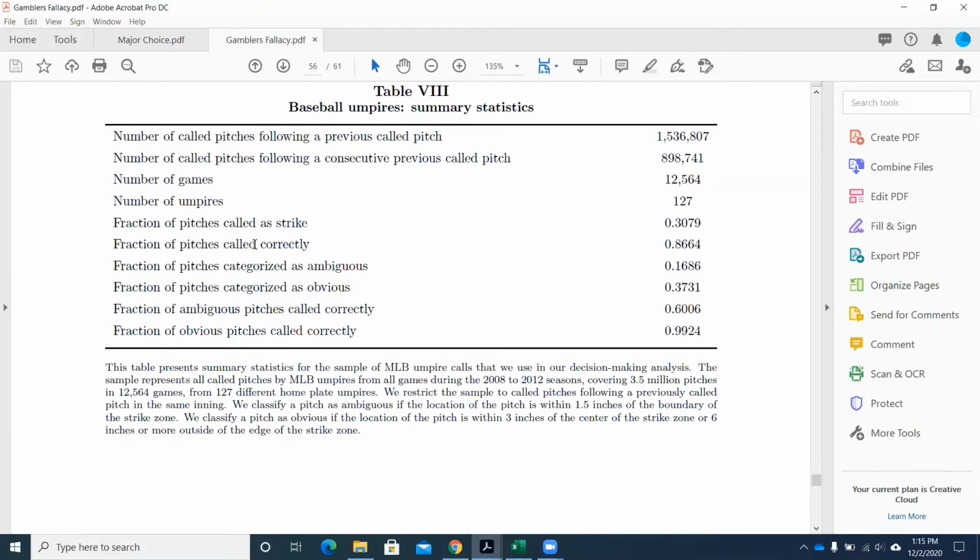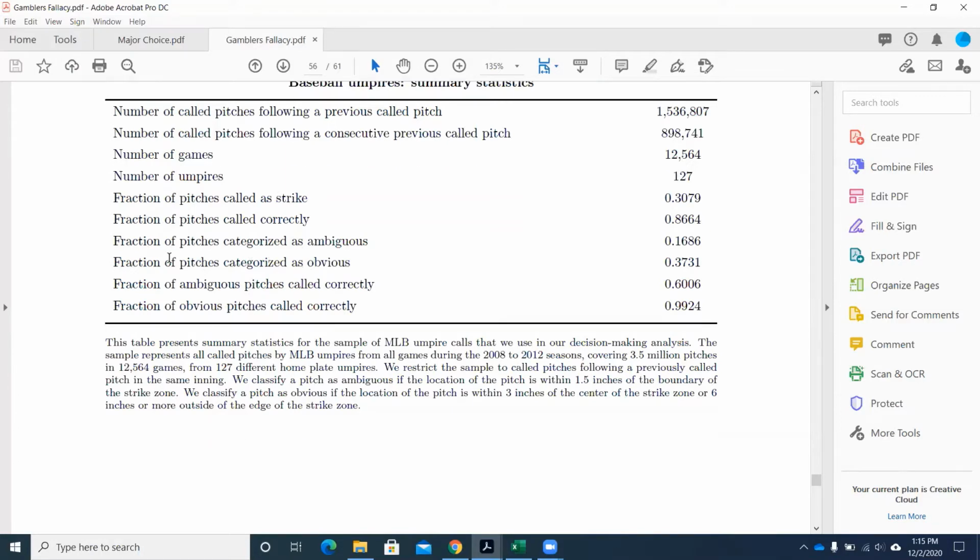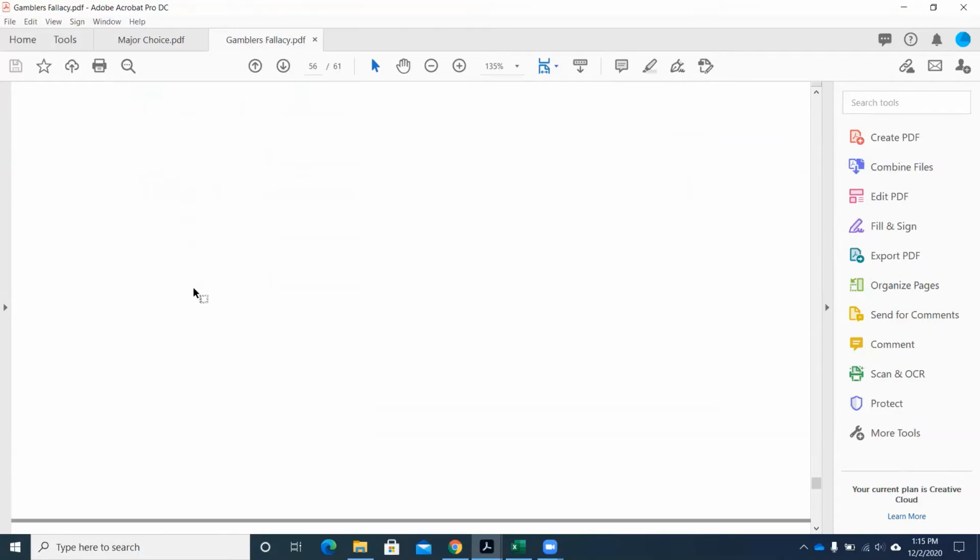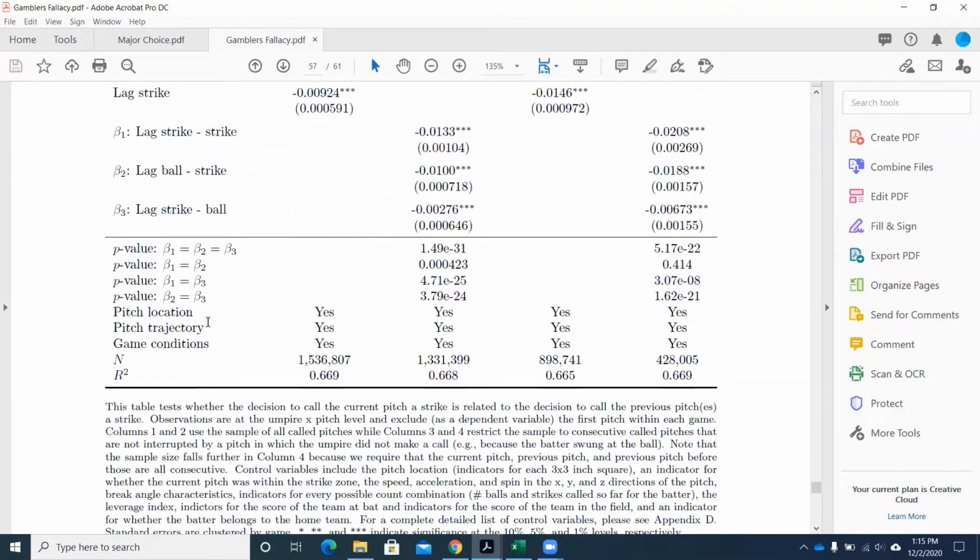Okay, so they look at their controls outside of the two current shots. They look at how many pitches these umpires are calling strikes or balls on average, from their previous history. I believe they probably mentioned it down here in the table.